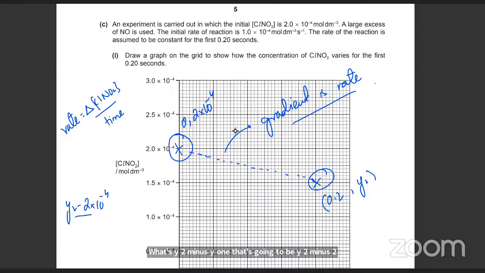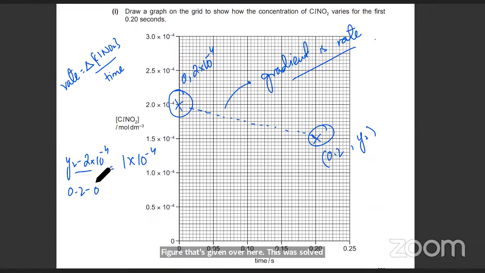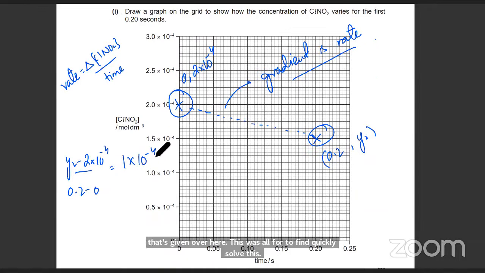Divided by x2 minus x1. That's going to be 0.2 minus 0. And I know what the value is. The rate of the reaction is 1 times 10 to the minus 4. Okay, that's given over here. Quickly solve this. What do you get? 1 times 10 to the minus 4 into 0.2.